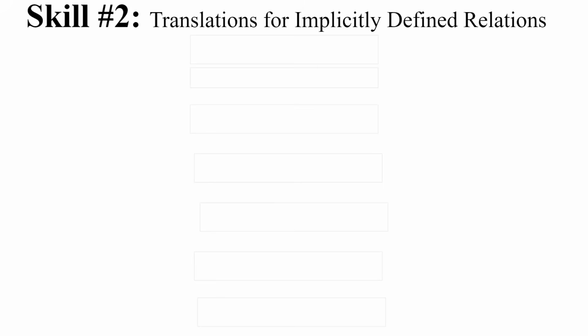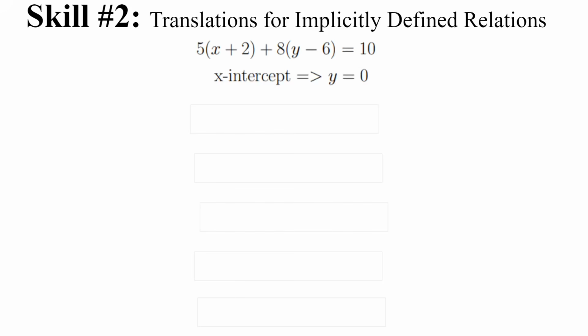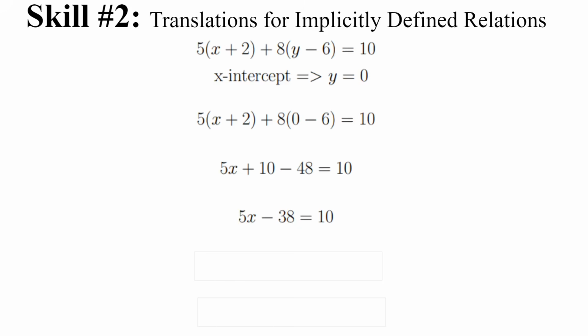All right, so we want to find an x-intercept, so we're gonna plug in y equals 0, as with any time we want to find an x-intercept from an equation. So we distribute, 5x plus 10, and then that guy on the right becomes negative 48. We combine the like terms, we get 5x minus 38 equals 10. We add 38 to both sides, and we get 5x equals 48. And now we're going to divide both sides by 5, and we get x equals 9.6. So that would be our answer, 9.6.